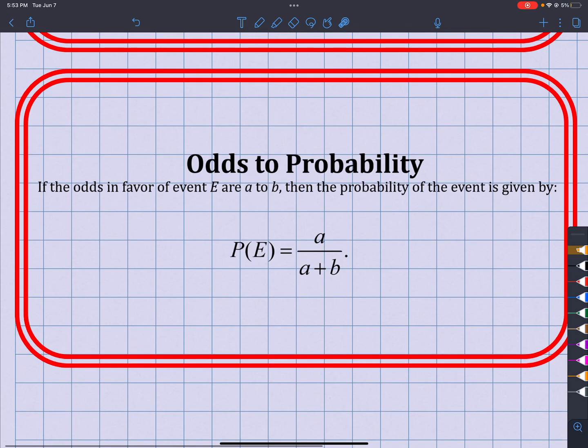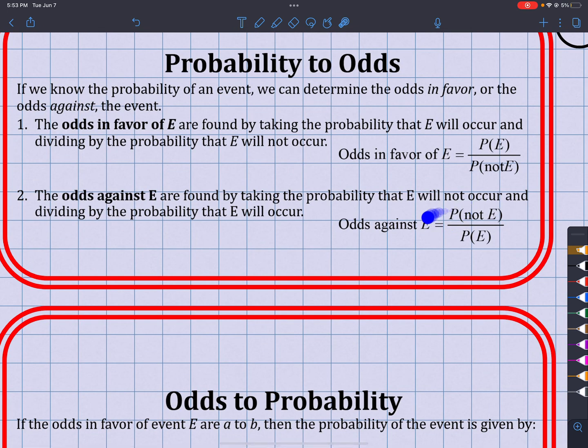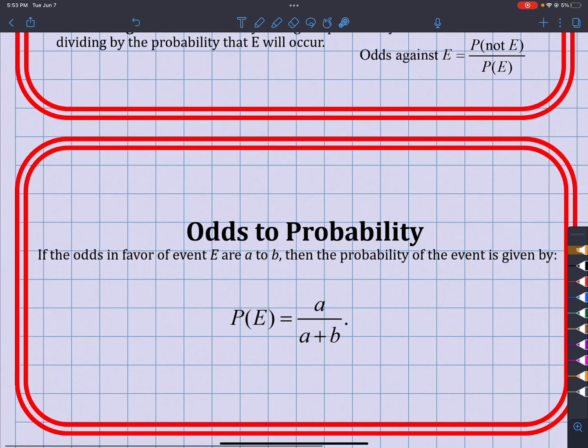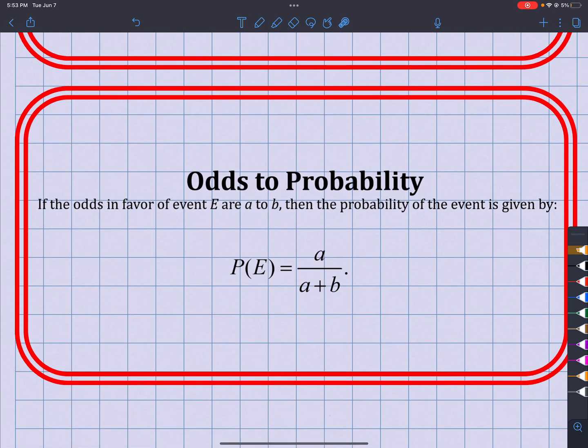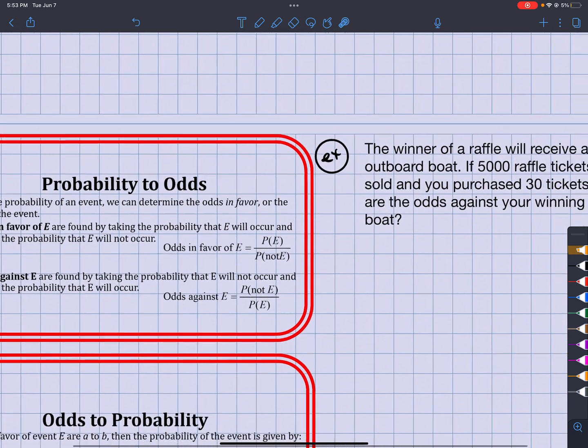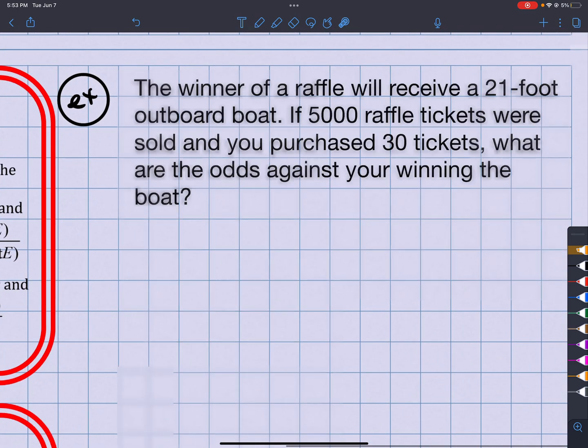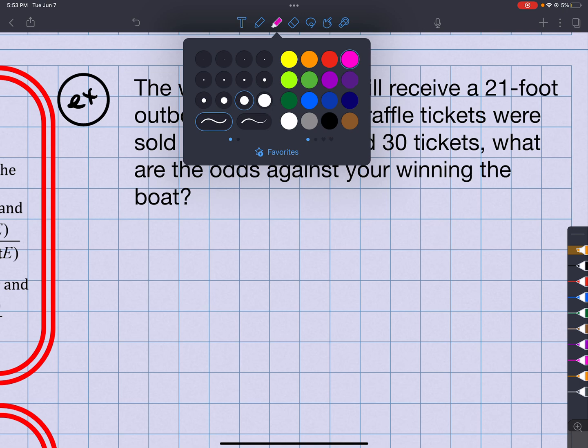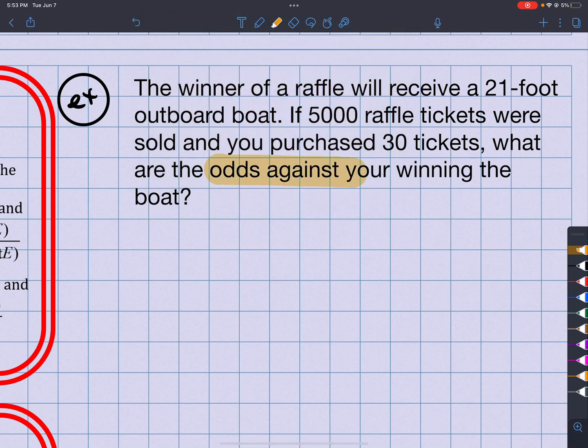And then odds to probability. Here you'll get a ratio, and the top is A, the bottom is B, and you'll take those two as your A and B, so the A is on top divided by the sum of those two, all right? So I have an example here. It says the winner of a raffle will receive a 21-foot outboard boat. If 5,000 raffle tickets were sold and you purchased 30 tickets, what are the odds that you are winning the boat, right? So odds are you are winning, or against your winning.